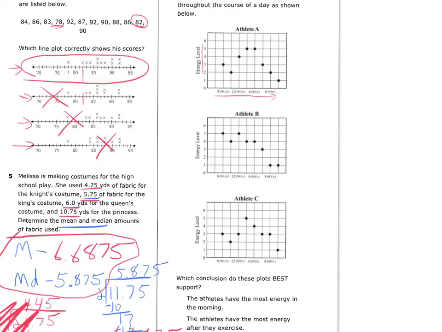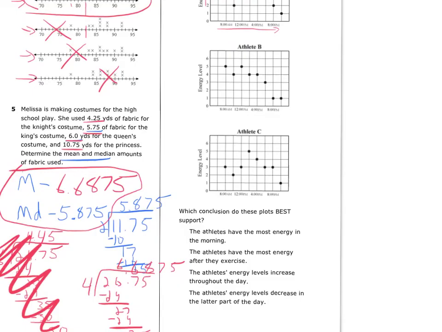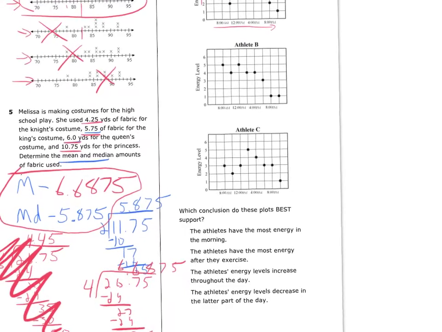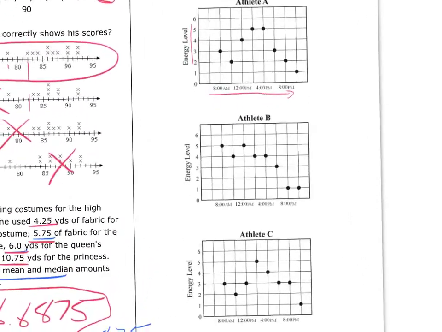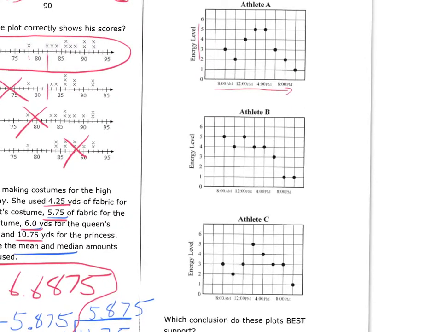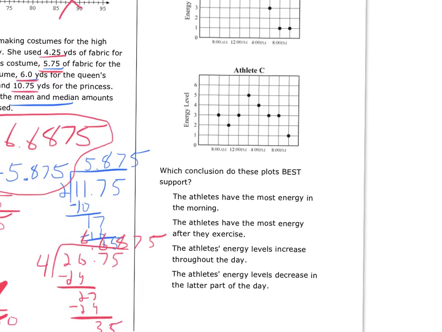I would say athlete B has the most energy in the morning, but athlete A and C do not. They're lower in the morning. So that doesn't necessarily work. Next one says athletes have the most energy after they exercise. Well, when did they exercise? I mean, they're athletes, so I'm sure they did, but does it tell us? No. It doesn't tell us when they exercise. So how am I supposed to know if they have the most energy after they exercise? They got to give us that information, and they didn't. So that one doesn't work.